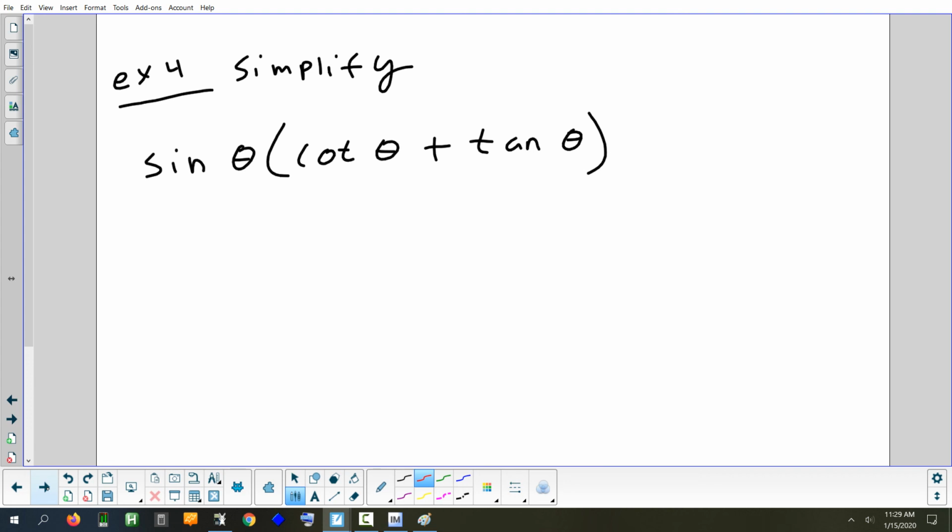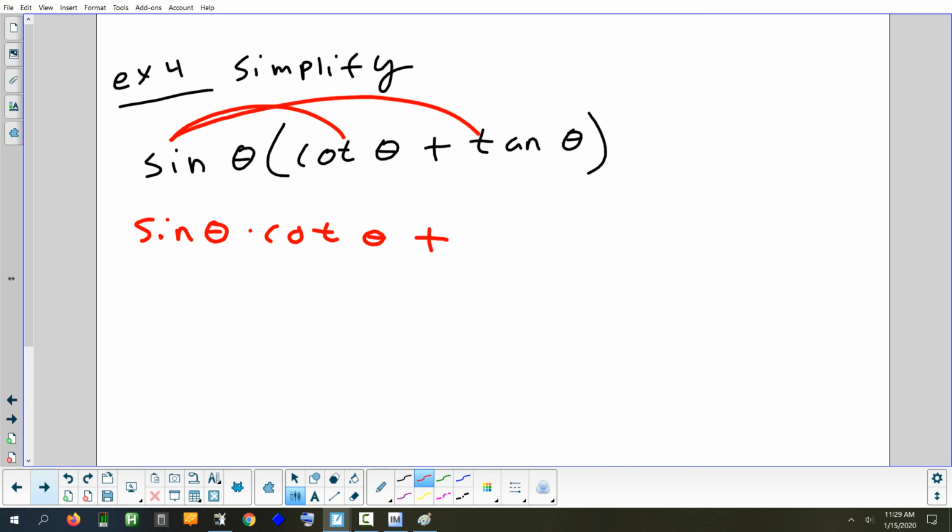So we could try to start changing everything to sines and cosines. Or there's another property we can use that we use in math a lot. Distribute. Right. You're going to have to distribute and change to sines and cosines. What order you do that in doesn't really matter. I'm going to distribute first. Sine times cotangent is just sine times cotangent. That's all we can do for now. Plus, what's going to come after that? Sine times tangent.